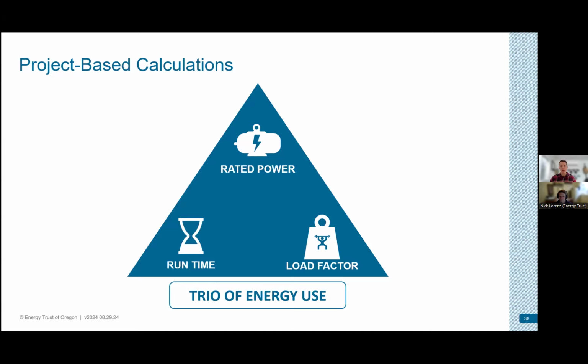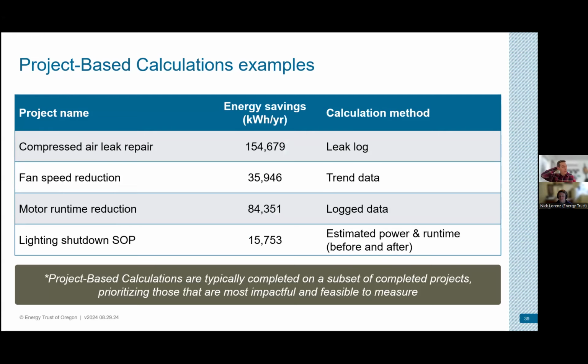Now we call these three factors the trio of energy use because they're each key components to calculating energy use and therefore energy savings. When doing project-based calculations, we need to have a reliable source for each piece of information in the trio of energy use. So let's look at a few sample projects to see what type of information we may need to collect to complete project-based calculations. Here we've got a sample list of 4 projects, and we'll just run through each one of them. So up on the top here, we've got compressed air leak repair.